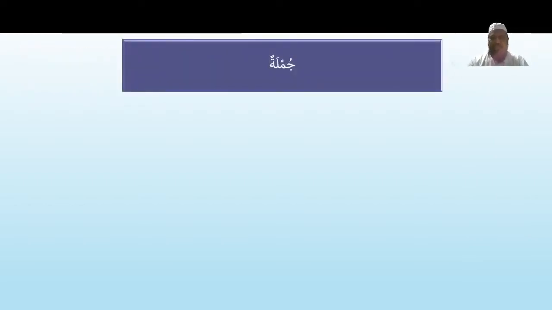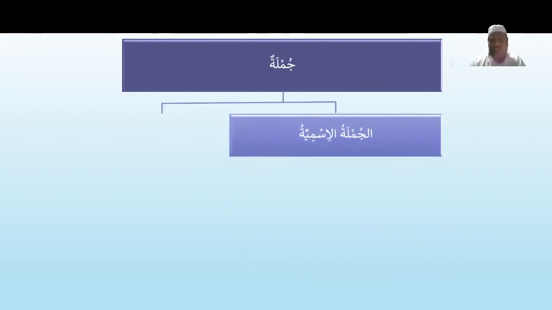In this lesson we are going to recap and do a little bit of revision of everything that we have learned about a jumla. We have a jumla. The plural is jumalun. And how many types of jumla do we have in Arabic? Two types. This one is called al-jumlatul ismiyatu. The second one is called al-jumlatul fi'liyatu.